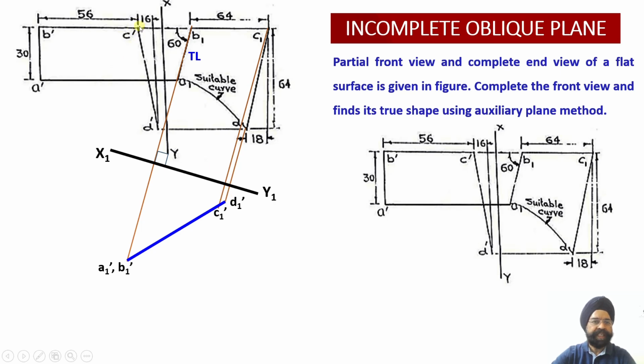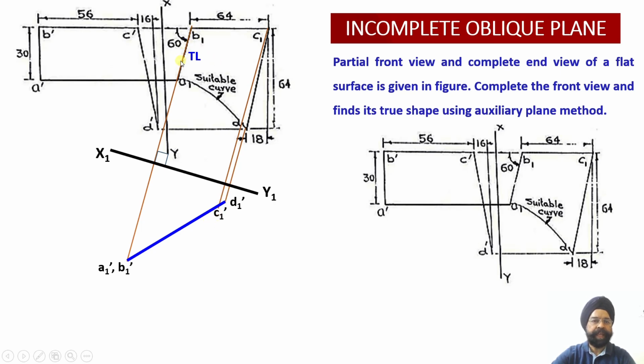Now second point is C. So again I'll measure the distance of point C dash from the XY reference line. So this is my distance which I am going to measure with the help of my divider or a scale or a compass. Once I measure this distance, now where is the locus of C? This is the C1. Through this locus I am going to draw this projector line, and this distance I am going to mark onto this projector which is coming through C1. So name of this point will be C1 dash.